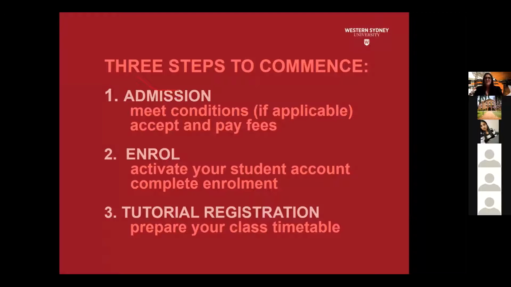To help you, there are 3 steps to commence at Western Sydney University, and we're going to go through each of these steps to help you in your transition to the university. The first step is admission. This is what I'll be going through. So we'll be talking about whether you need to meet conditions, if applicable, accept and pay fees. Then Zoo is going to take over and talk to you about enrolling, so activating your student account, completing your enrolment. Once you enroll, you will be ready to prepare for your class timetable, and we do that through tutorial registration. So they're the 3 main steps that we're going to go through this afternoon.